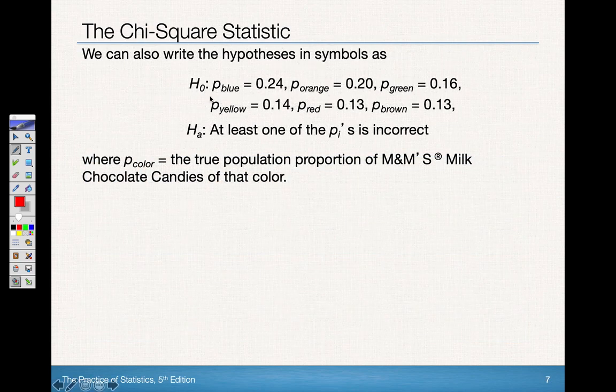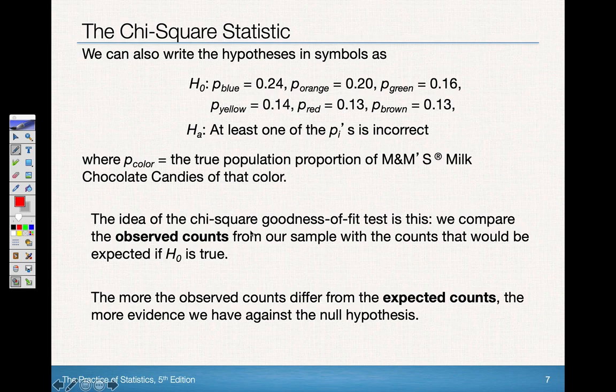You could potentially have written this as numbers. So our null hypothesis could have been the population proportion of blue is 24, population proportion of orange is 20, and so on for all of the outcomes of the variable. And now what the chi-squared test is going to look for is at least one of these is not correct, or is incorrect. That's all this test is going to look for. So P sub color, they identify their variable as the true proportion of M&Ms of that color.